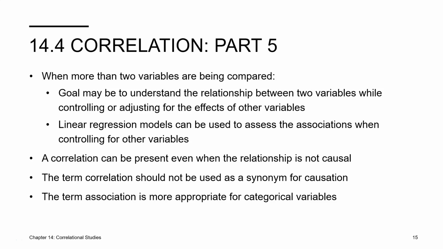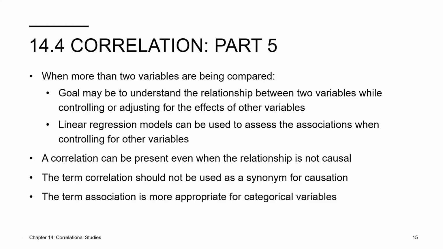When more than two variables are being compared, the goal may be to understand the relationship between two variables when you're adjusting or controlling for the effects of the others. Linear regression models can be used to assess associations when controlling for other variables, and the important thing to note here is that the outcome is a continuous variable for linear regression.